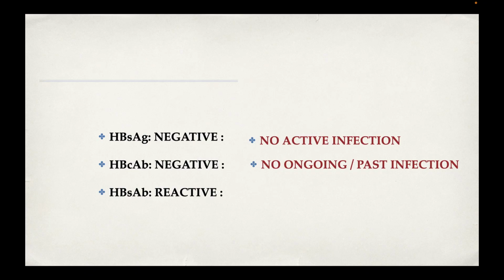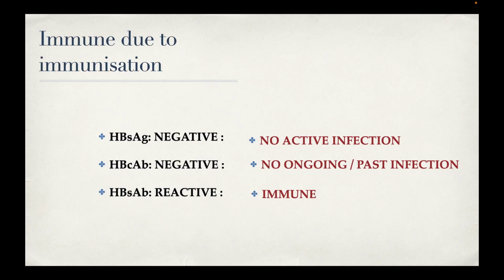However, this patient is having hepatitis B surface antibody positive or reactive. What it tells us is that this patient is immune. But how is the patient immune if the patient is not having or has never had the hepatitis B surface antigen before? So this is where you need to take your time to explain to the patient that he is rather having the immunity, or the hepatitis B surface antibody, due to the vaccination that he might have had in the past. And so we say this patient is immune due to immunization.